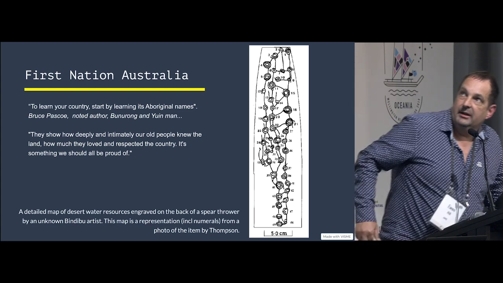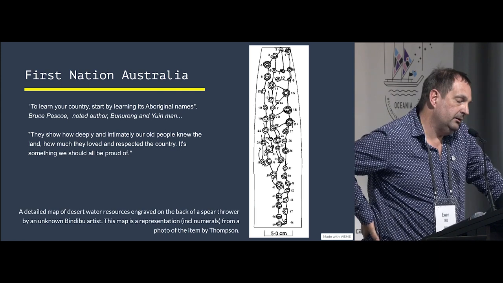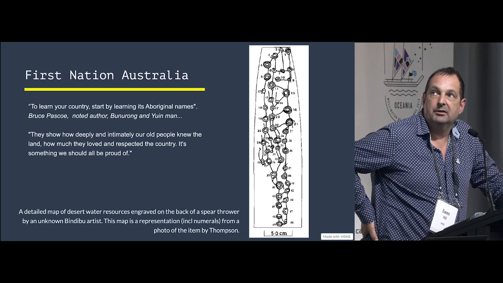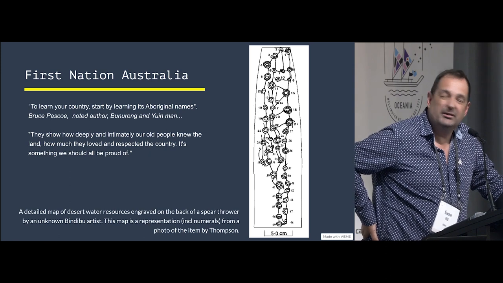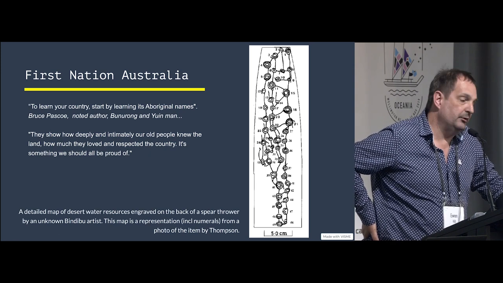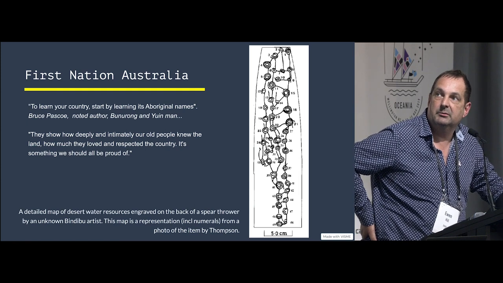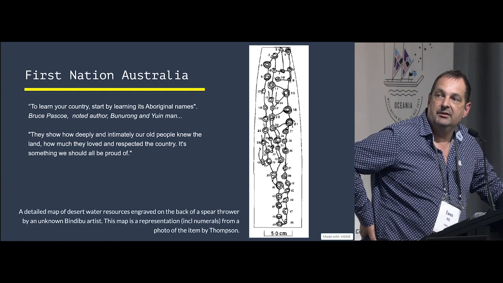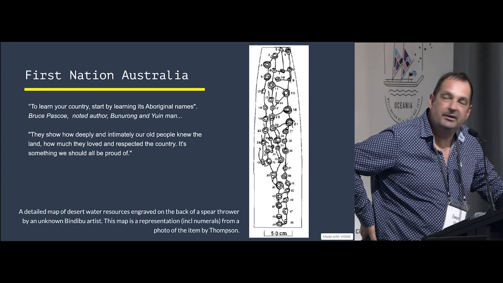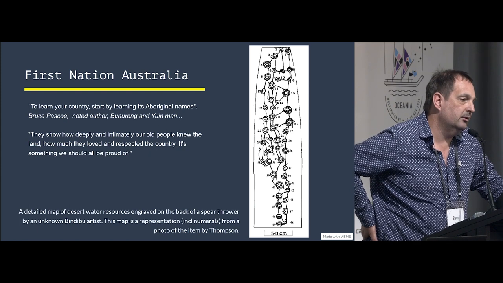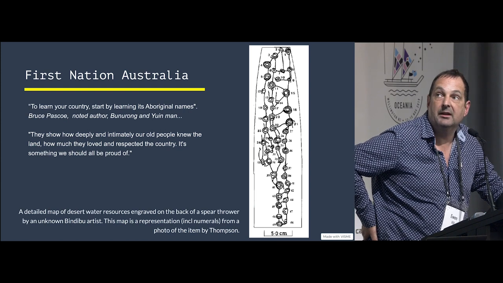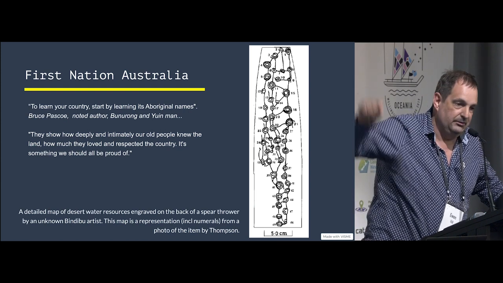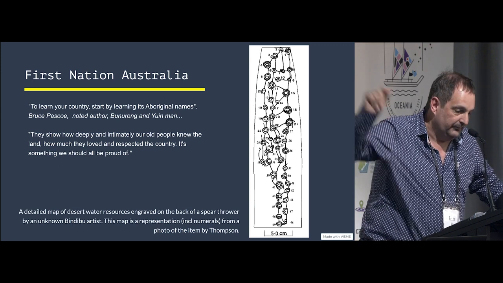On the right-hand side, there's a map which was on the back of a spear thrower showing all of the water holes. It's really complex because some of them are permanent water holes, some of them are intermittent, and it showed the paths through there. This map, we don't know how old it is, but it certainly predates white man. So minus the numerals on there because it was taken from a book.